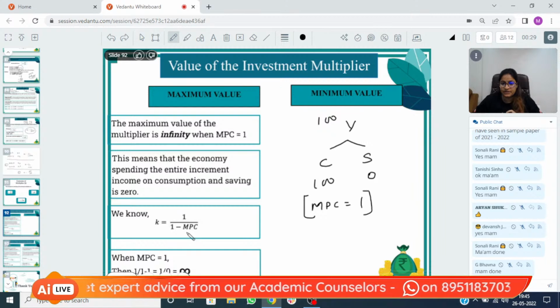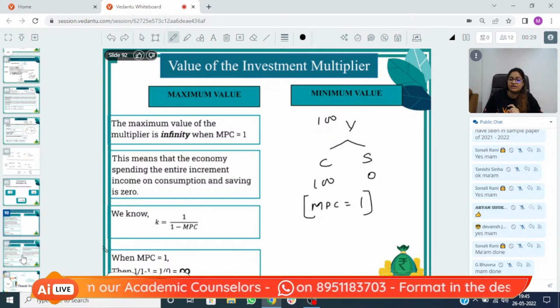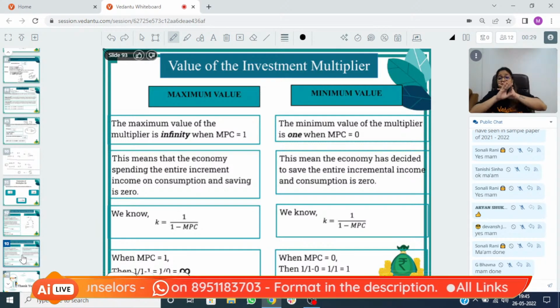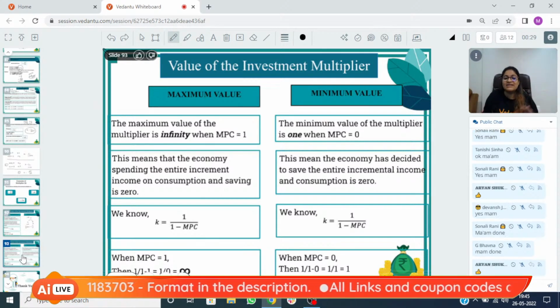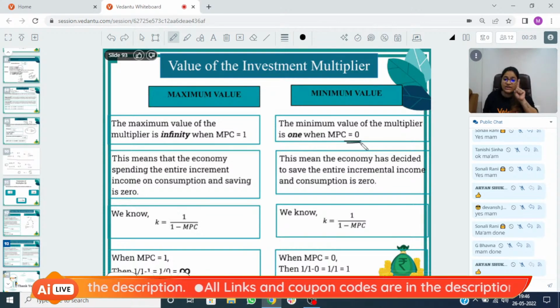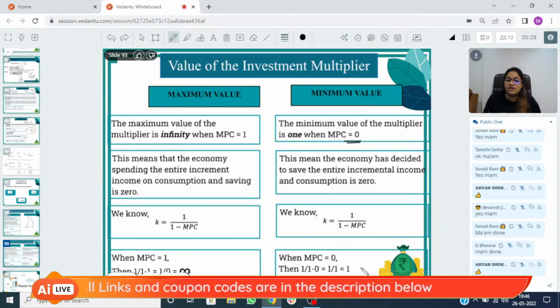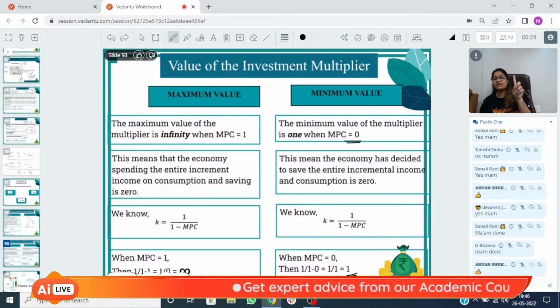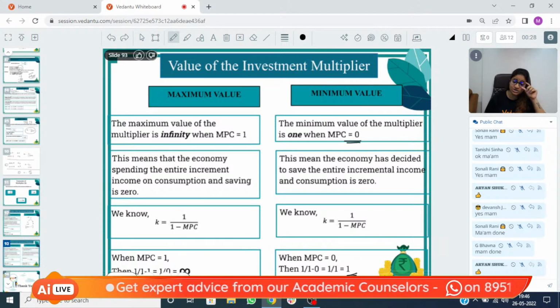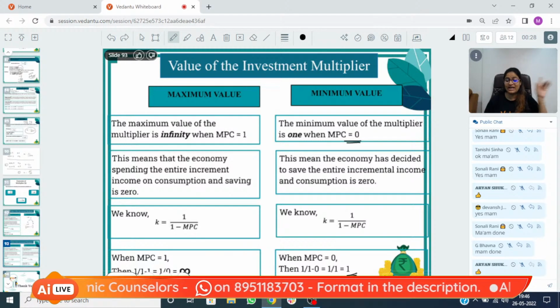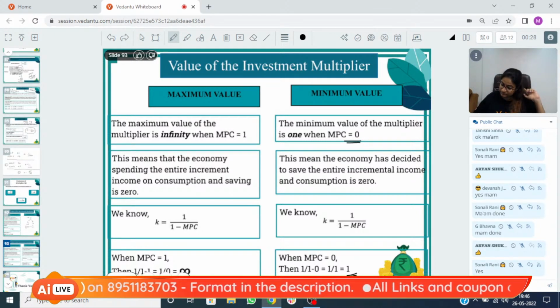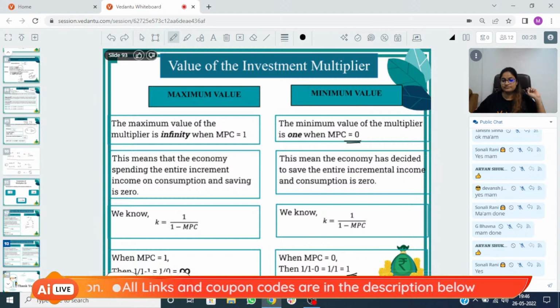Yes. Then, what will the minimum value of multiplier be? Minimum value of multiplier will be when you are not spending anything. You are saving everything. Matlab MPC will be 0. MPS will be 1. So when you substitute here, you get the answer as 1. So what will be the minimum value of multiplier? The minimum value of multiplier will always be equal to 1. Understood everyone? Yes or no? Everybody clear? Any doubts still here? Please ask. No doubts?